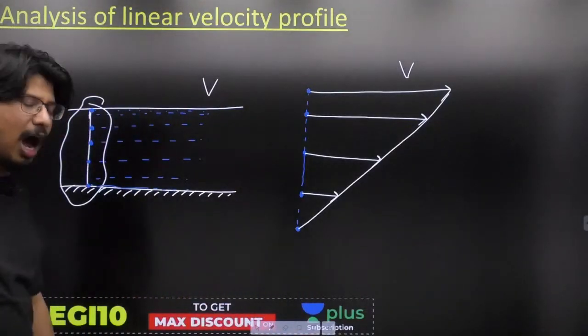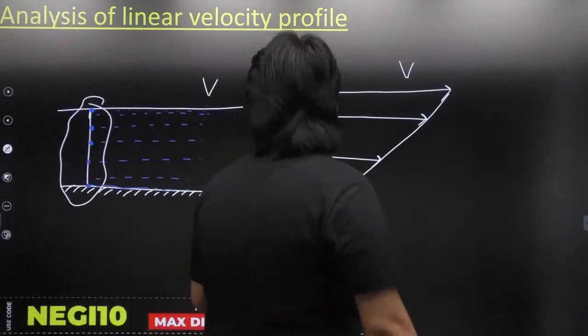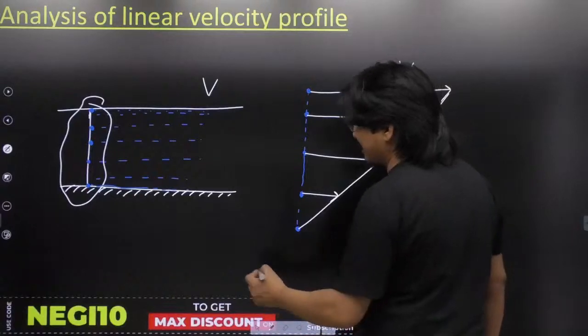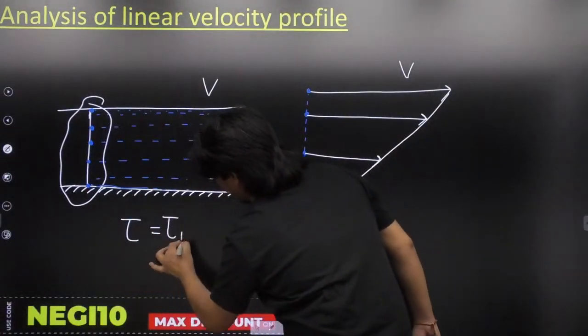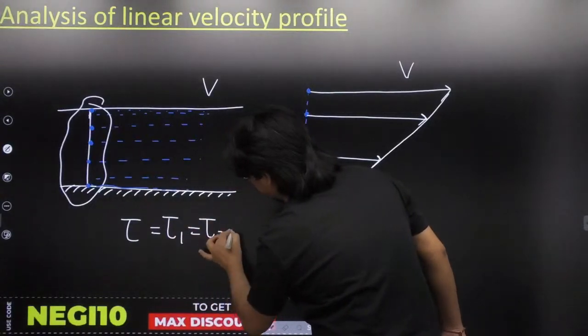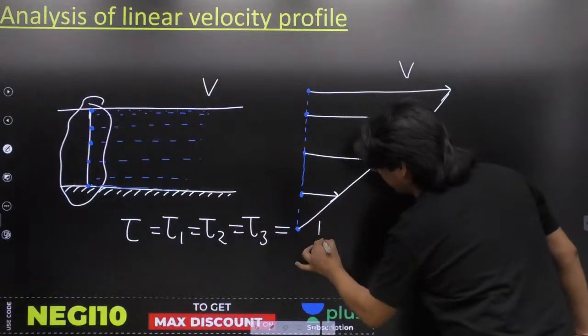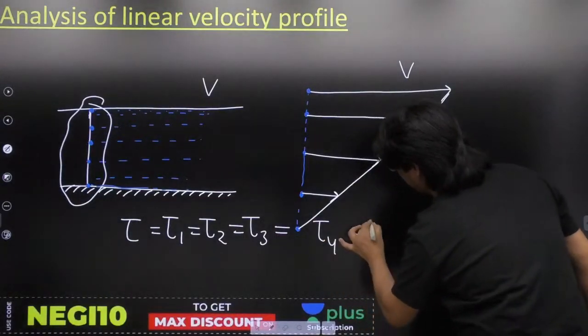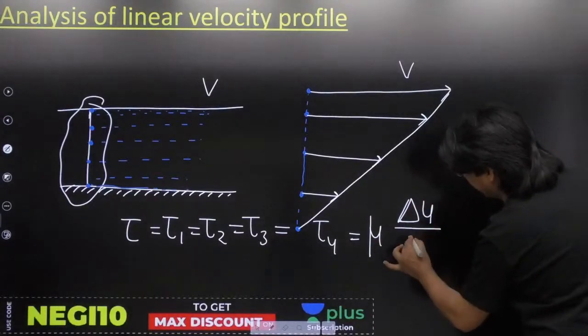Are you able to recollect? For this linear velocity profile, what did we discuss? We discussed that everywhere the shear stress will be the same. Tau 1 is equal to tau 2 is equal to tau 3. Across the section, everywhere the shear stress will be the same, and it will be equal to mu delta U divided by delta Y.